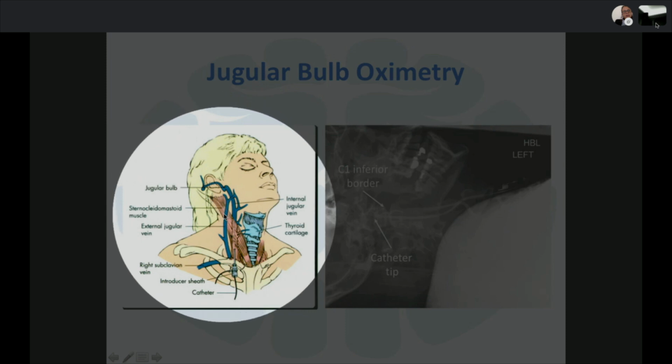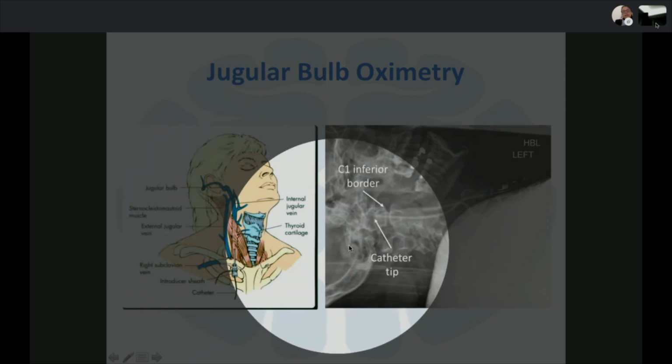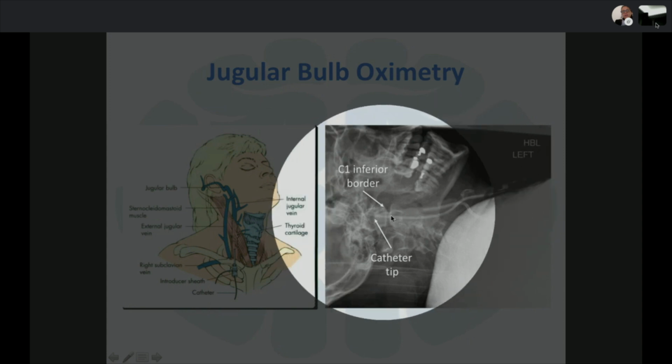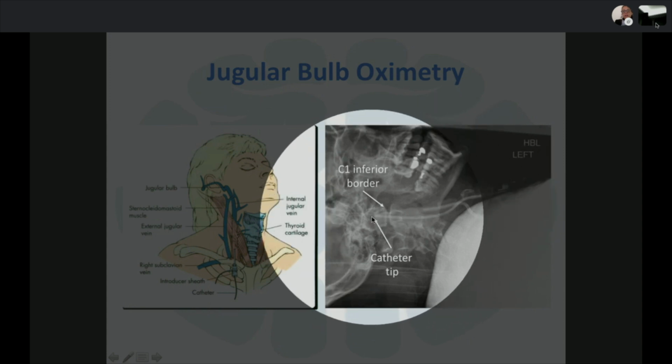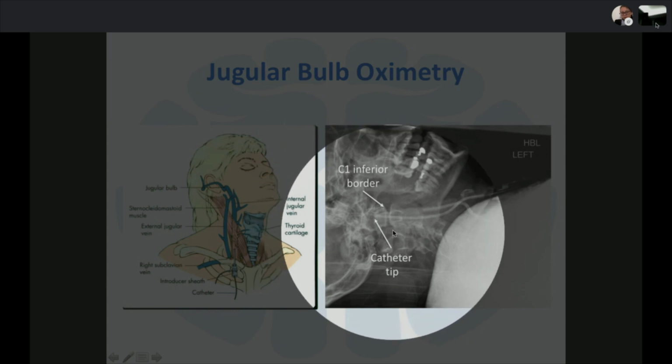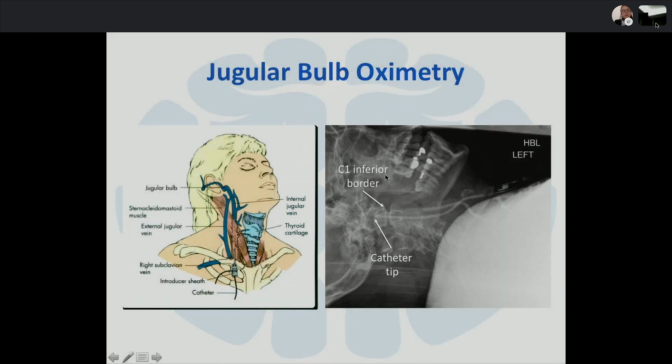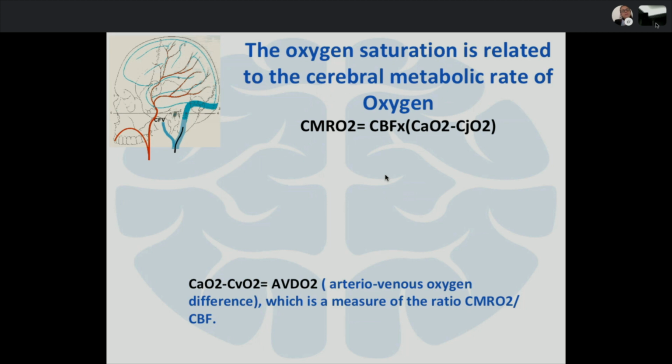So this is the normal anatomy. We have our external jugular vein, and this is a check. After the insertion, which needs to be a retrograde insertion, we need, using neuroimaging, to assess the position of the catheter tip, which needs to be above the superior border of the C1 vertebra. So how does it work?